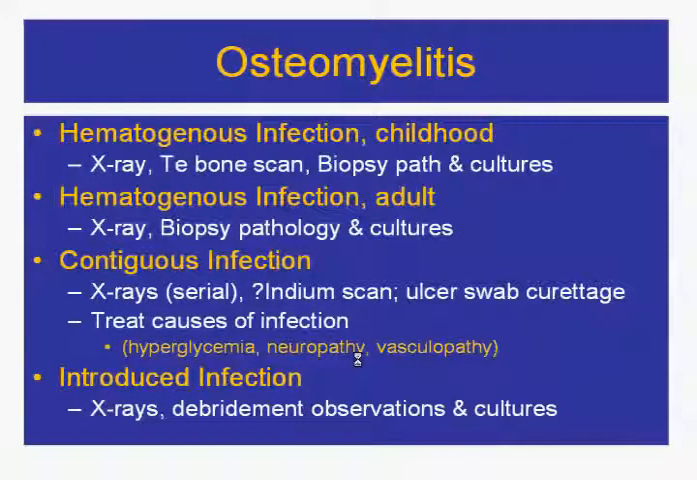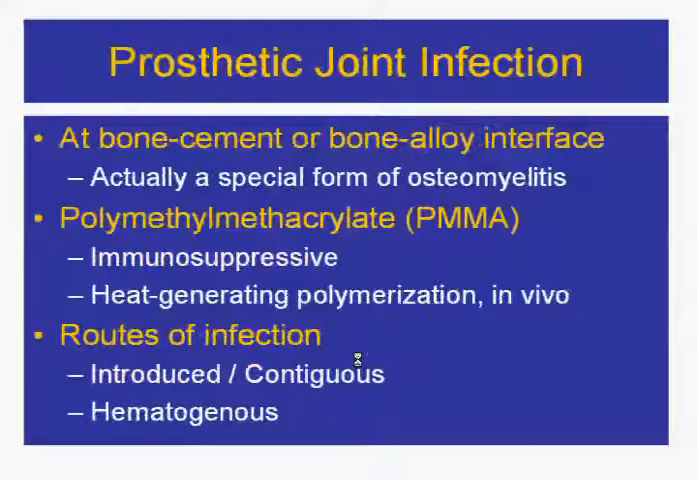Then introduced infection is usually much simpler. These are operated patients or traumatized patients, and the x-rays are usually very helpful, and then the debridement observations and cultures give you what you need to treat. Prosthetic joint infection. At the bone cement interface or the bone alloy interface is really the site of infection here. This really is a special form of osteomyelitis. It's not a joint infection, and we all know that, but it's just good to mention that as we go along.